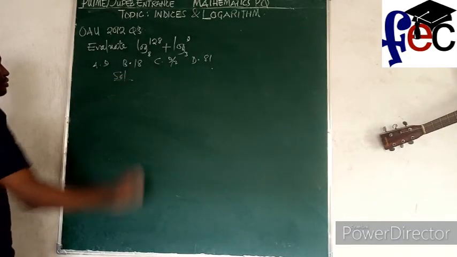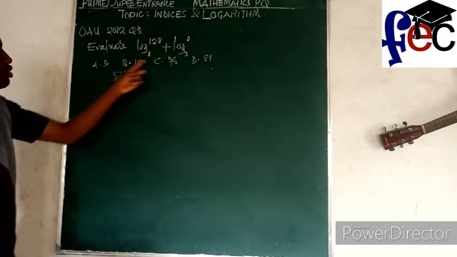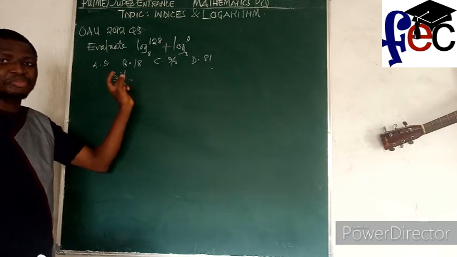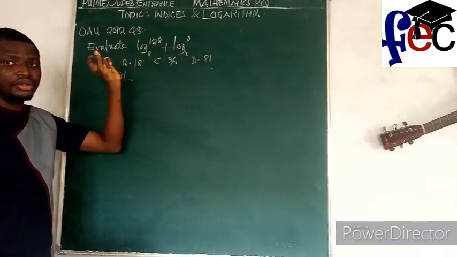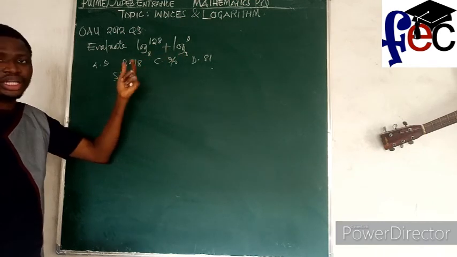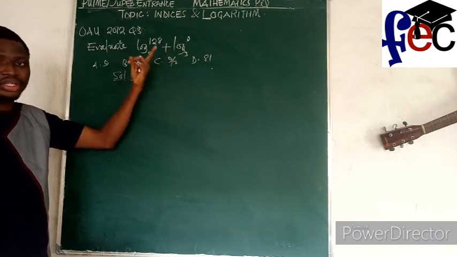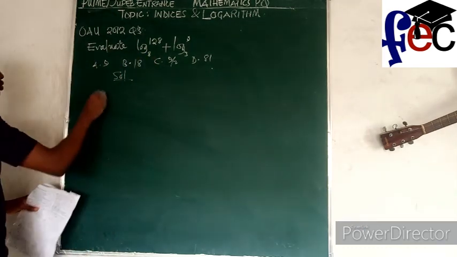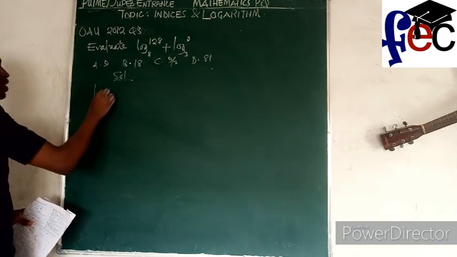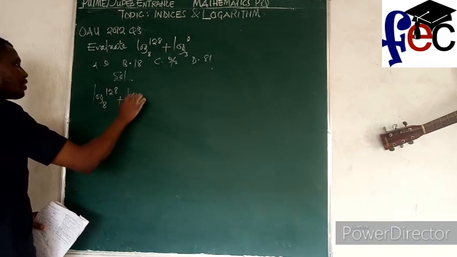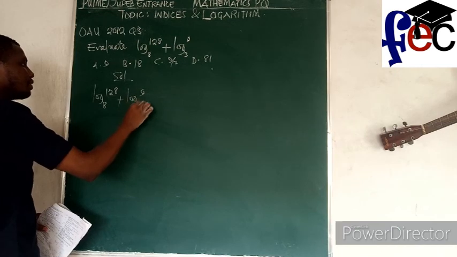Solution now. There are two different bases. So how do you do it? That means you are going to simplify them one after the other. You cannot combine this because the bases are not the same. You cannot use the addition law of logarithm here. So we can handle them individually. So we have log 128 base 8 plus log 9 base 3.